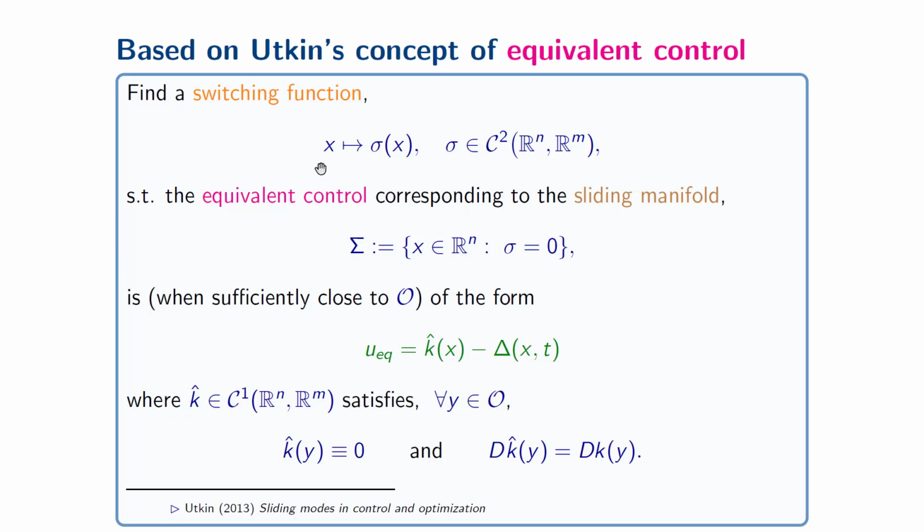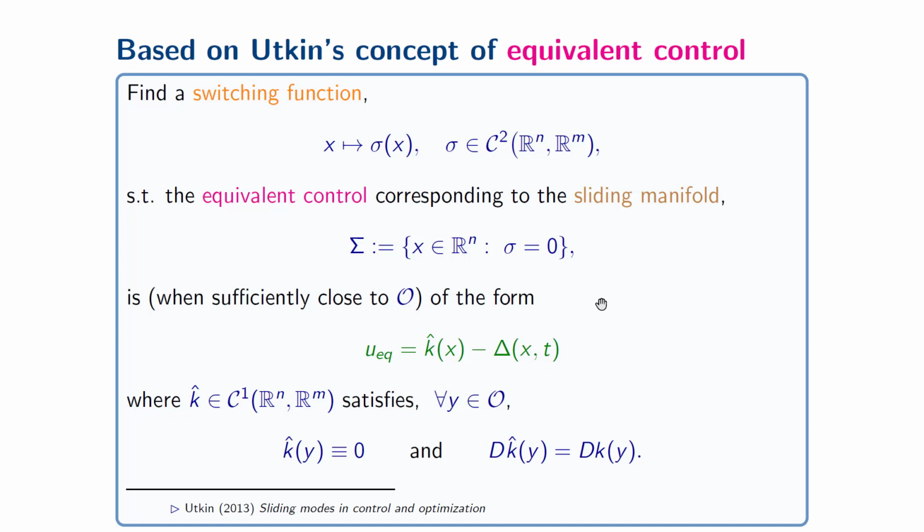If we are given some switching function, some sort of C-smooth function, in the thesis sigma, then we are looking to find such a sigma so that the equivalent control has a certain form when the system is restricted to the corresponding sliding manifold. This is the zero level set of the function sigma, which we denote by capital Sigma. If we restrict the states to the sliding manifold and they are sufficiently close to the orbit, then the so-called equivalent control should have this form. The equivalent control, loosely speaking, can be considered as the control which theoretically makes the system remain on the sliding manifold, so it makes the sliding manifold invariant.